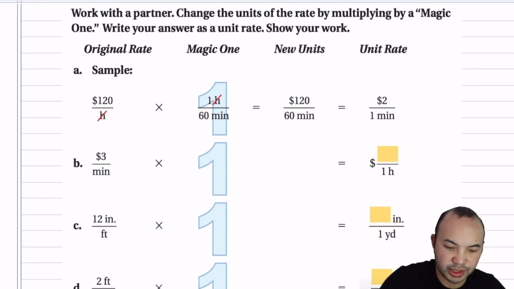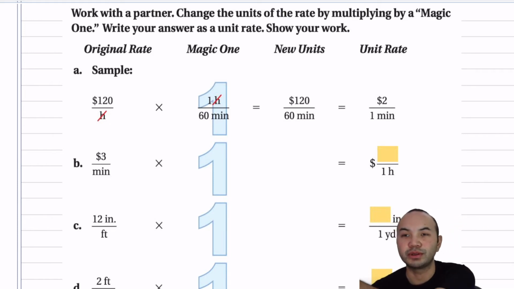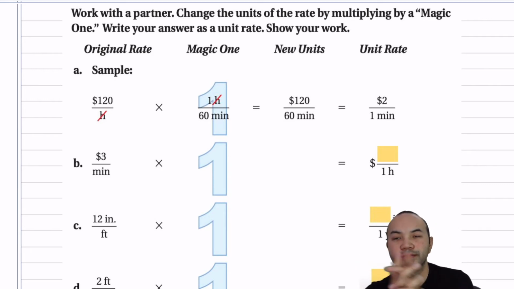So let's check this out. Change the units of the rate by multiplying by a magic 1. Write your answer as a unit rate. That's exactly what we're talking about. So a unit rate is something that equals 1.